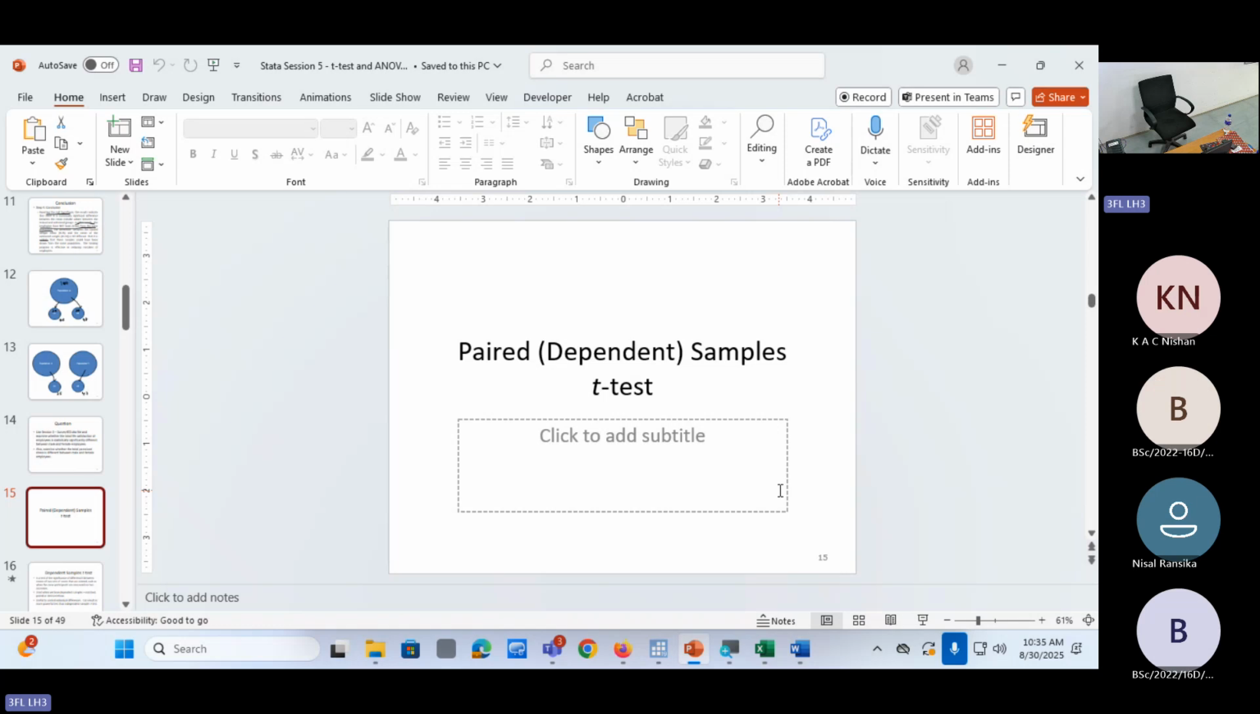So why don't you take out the paired sample dataset? Take it out.